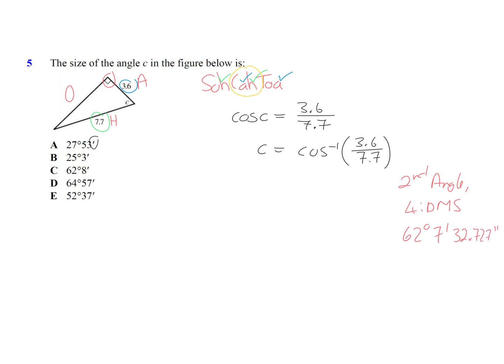32.727 seconds. So when I round this answer to the nearest minute, I'll go look at the seconds, which are 32, and that's 30 and above. So I will round up to 8 minutes. So it's 62 degrees 8 minutes, which matches to option C.